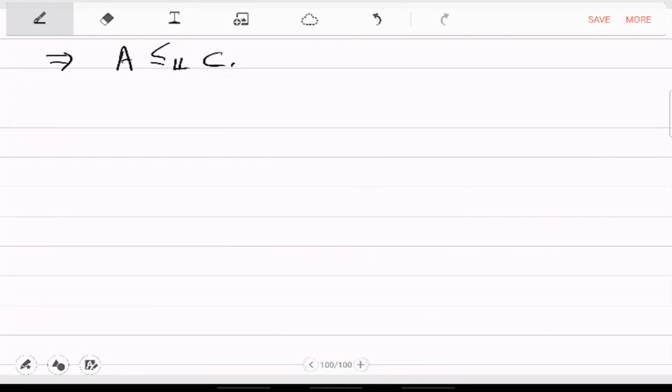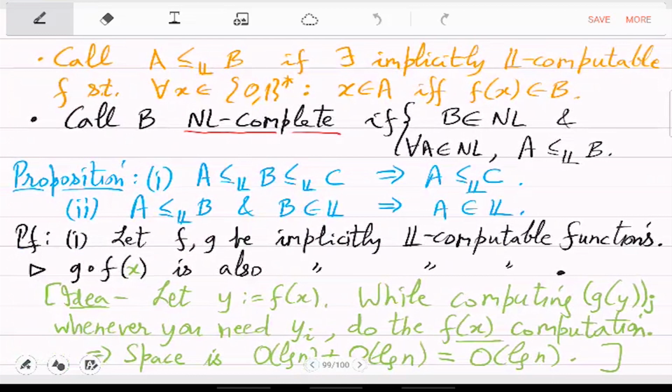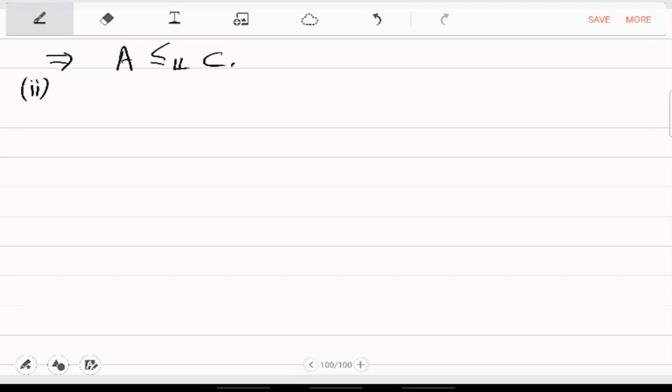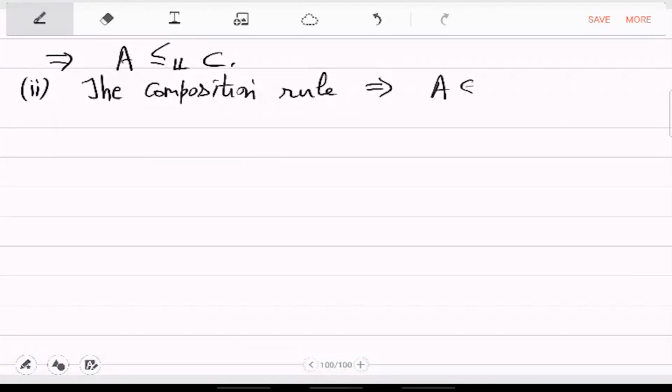Right, and what about the second one? So in the second one, B is in log space, right? So the same composition rule tells you that you can actually solve A also in log space. The composition rule implies that A is in log space. Because B is computable, you will reduce A to B and then use this subroutine to actually solve A. Right. So log space reduction is a very nice idea. Previously we had used polynomial time reduction. Now log space will be a very good substitute for these small classes like NL.